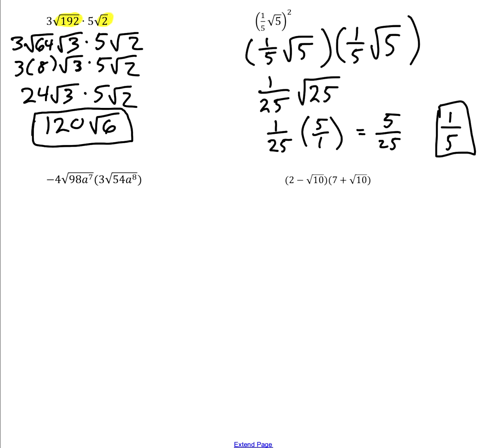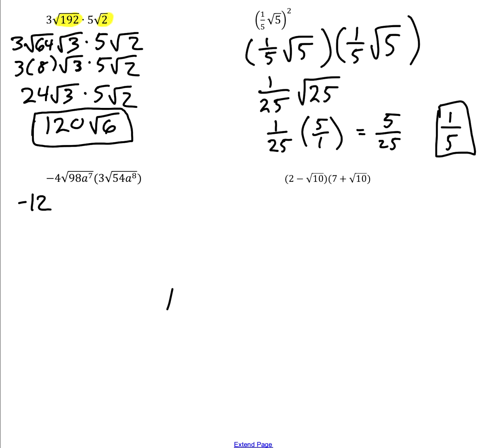The fourth one on the bottom left, I want to show you guys why it's, to me, very important to simplify the radicals first before you go multiplying, which you could. You could go multiplying first. I'm going to do that for this one. So if I were to multiply the coefficients first, that would be negative 4 times 3, which would be negative 12.